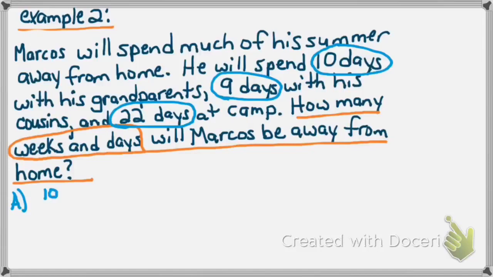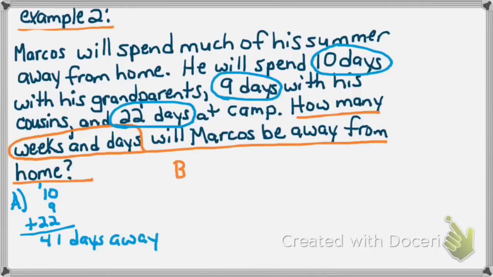I'll add them. He spent 10 days with his grandparents, and 9 days with his cousins, and 22 days at camp. Let's see how many days that is altogether. 0 plus 9 is 9, plus 2 is 11. Put down the 1, carry the 1. The 1 and the 1 is 2, plus the 2 makes 4. So I know that Marco spent 41 days away this summer.